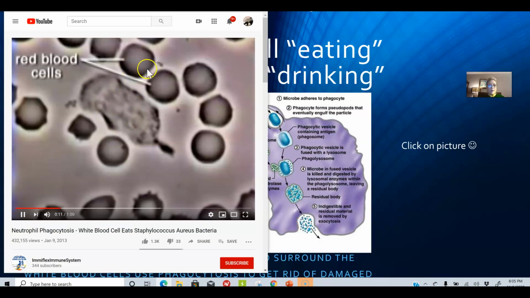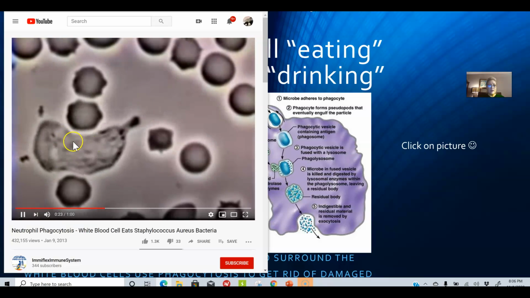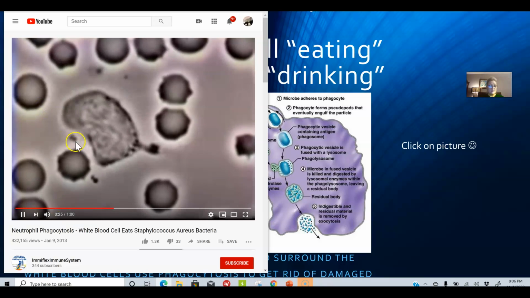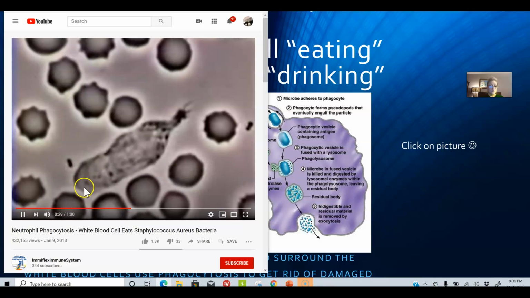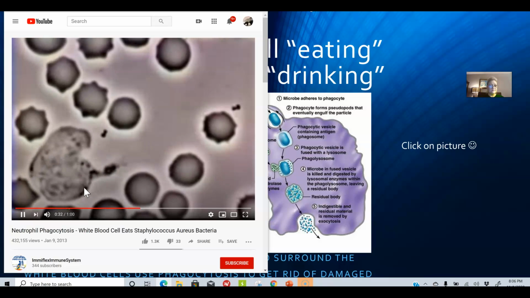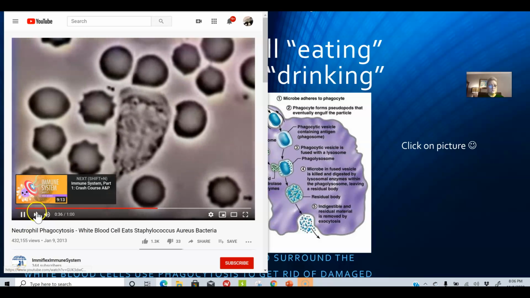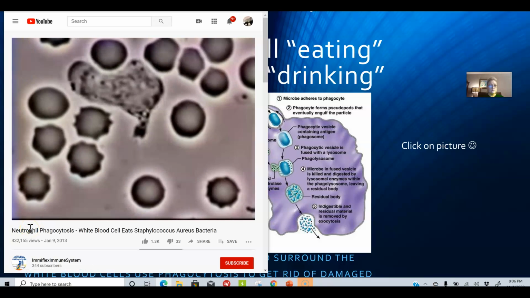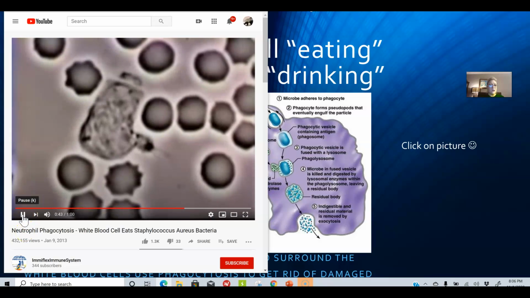White blood cell, red blood cells, little bacterial cells. These guys are releasing a chemical following it.